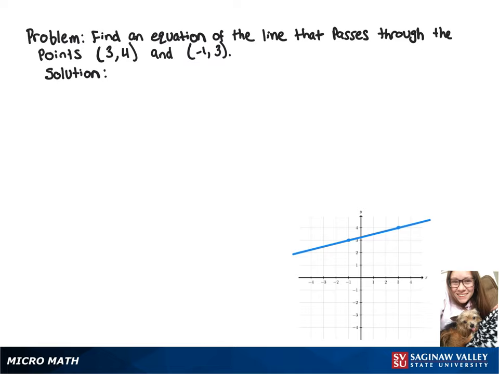To find an equation of the line that passes through these points, we're going to look at the point-slope form, which is y minus y1 equals m times (x minus x1). So we'll start by finding the slope of this line.